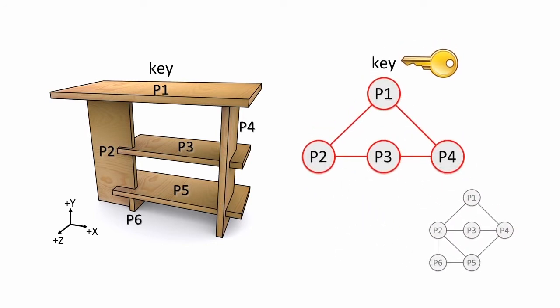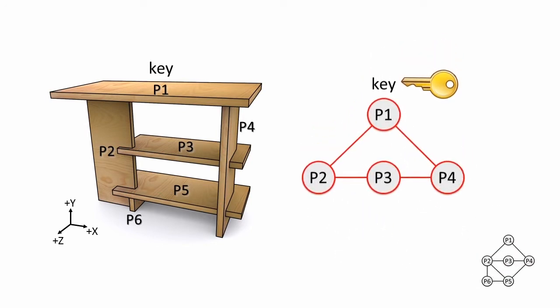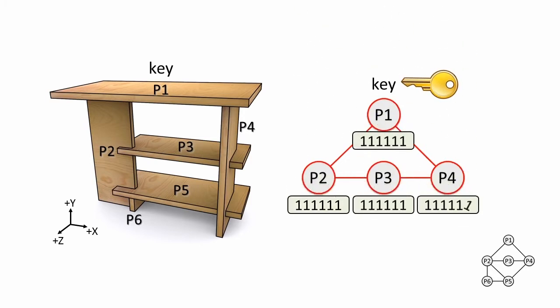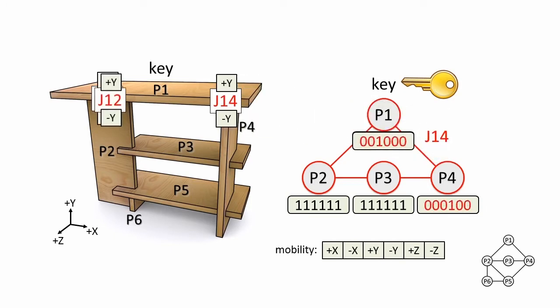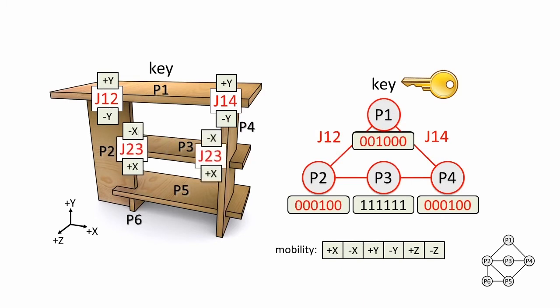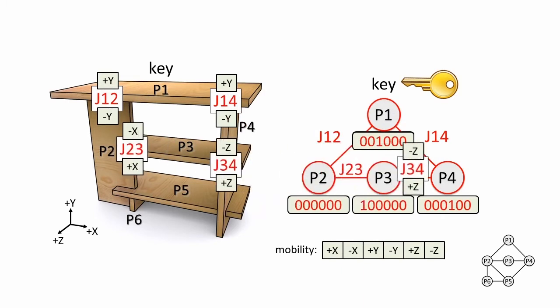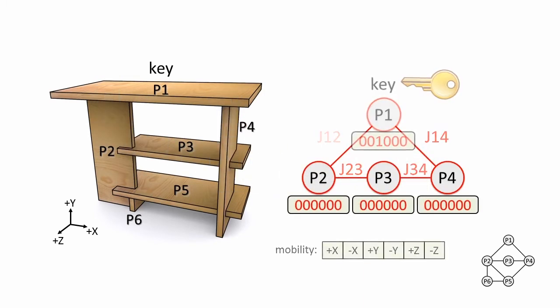To make this group interlocking, each part first receives a 6-bit code which indicates the part's mobility in major axial directions. By carefully planning the joints to restrict the part's movement, we can immobilize every part in the group except the key.